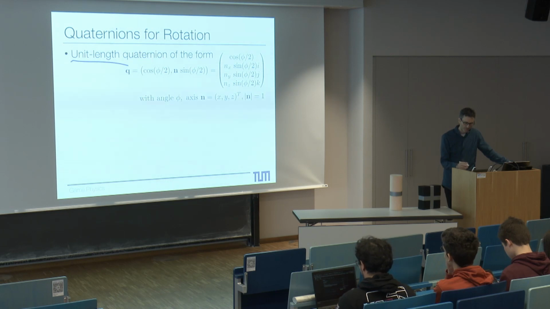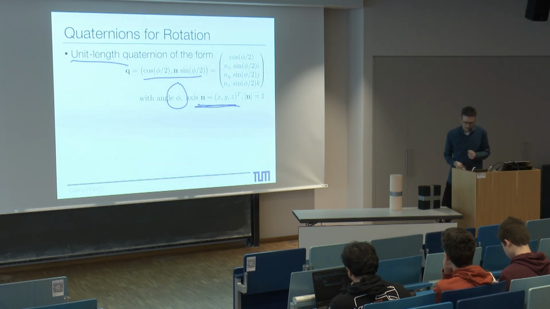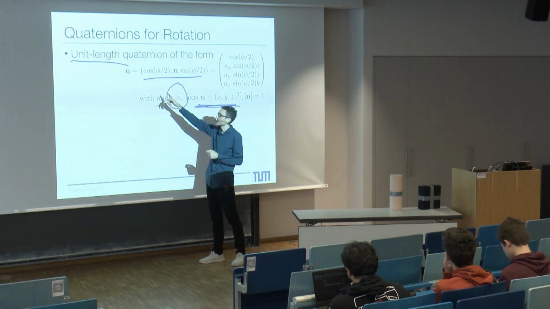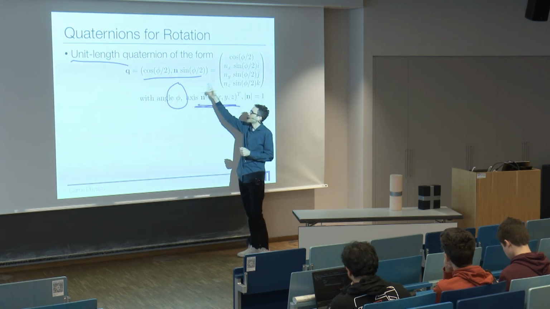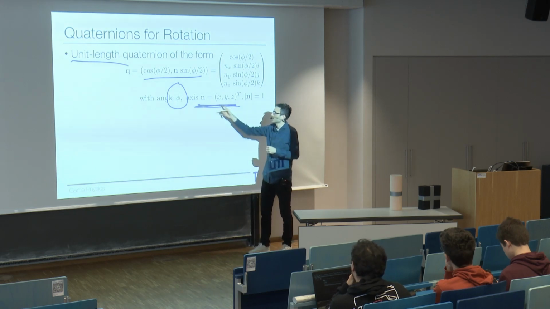And they have a special form. So what we're interested in is, for a certain axis n, if we want to rotate around a certain axis, now specified as x, y, z, think of it as in 3D space, by some angle phi, then the quaternion that does this has this form. So we have our angle phi, we have a real part, cosine of phi half, and an imaginary part scaled by sine of phi half, and then multiplied with this normal vector.